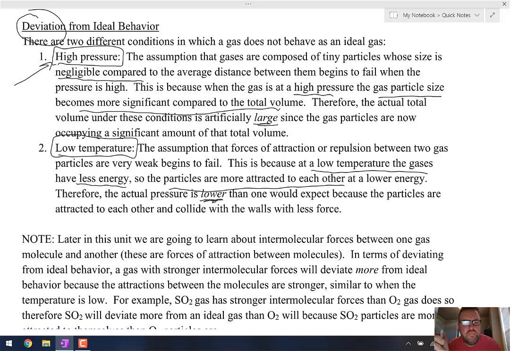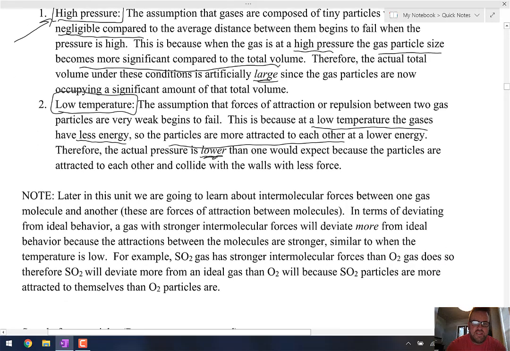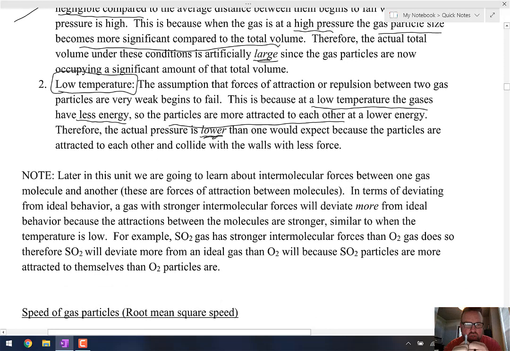Okay? Now, one of the things that affects this as well is the attraction between molecules. What if you have different gases at the same temperature and at the same pressure? Which one would you expect to behave more or less like an ideal gas? We kind of introduced this a while ago, and we're going to get to it in a lot of detail in just a few more videos.